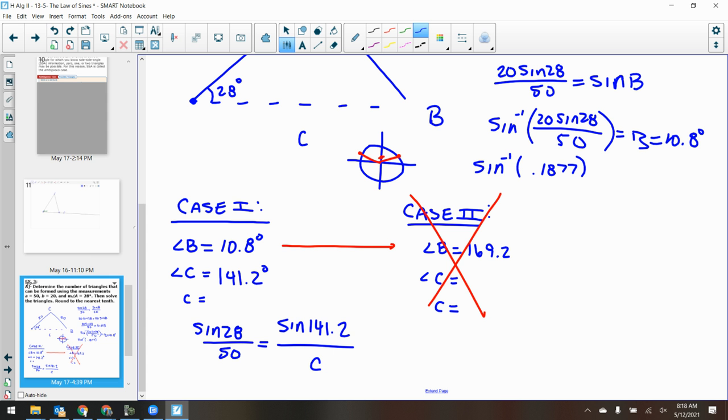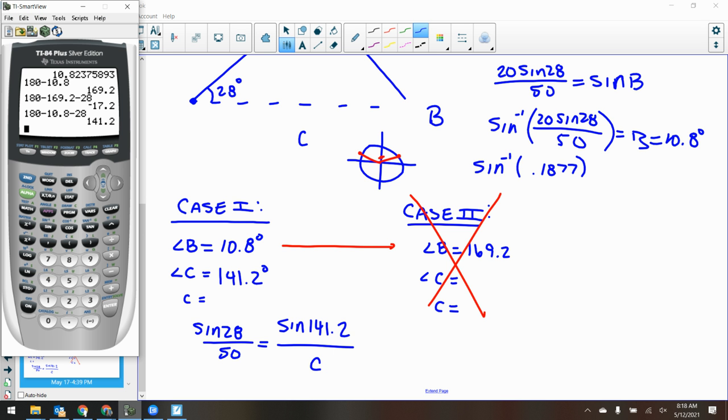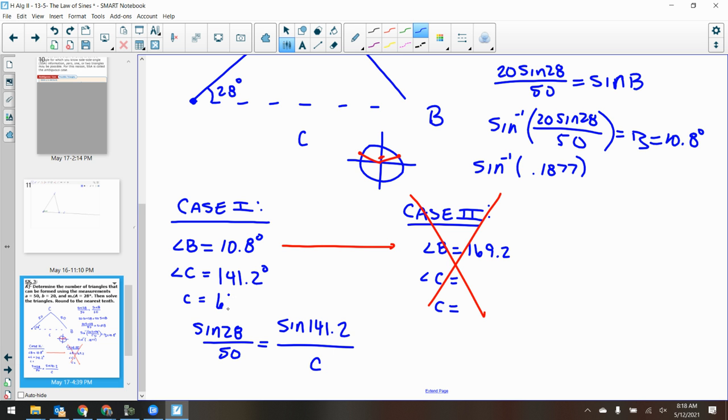Going to finish off case 1. We proved case 2 did not exist, so now we finish case 1. Cross multiply: 50 sine 141.2 divided by sine 28 will give us 66.7. And that's my only answer for case 1. There is no case 2. There is no second case.